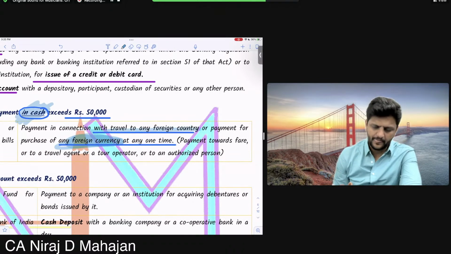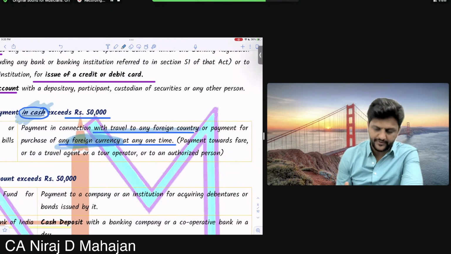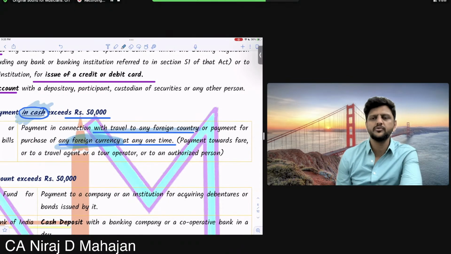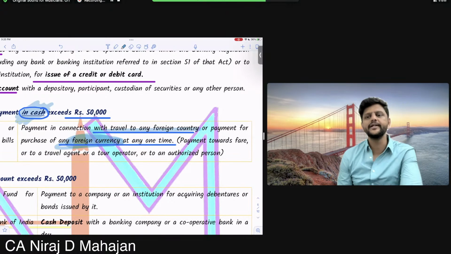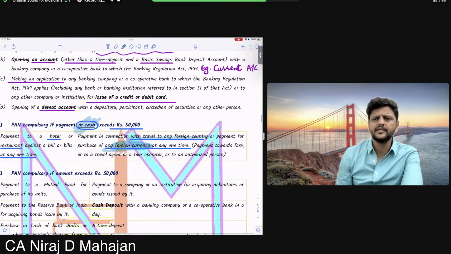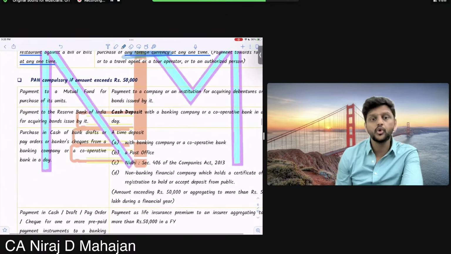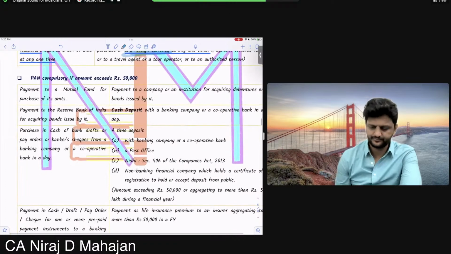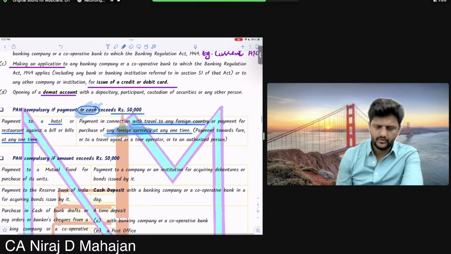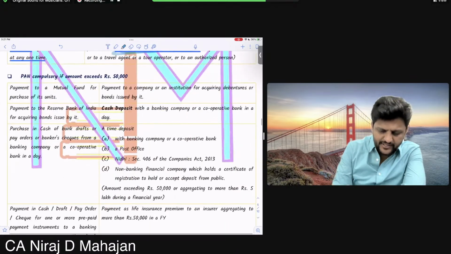Done? Example, payment towards fare, or to a travel agent, or to a tour operator, or to an authorized person. And over there, what have we seen? Travel also, no? 194, which one? No, that was under TCS. Correct, na? TCS, bachcho? Tour operator. Correct? Okay, PAN compulsory if amount exceeds 50,000.